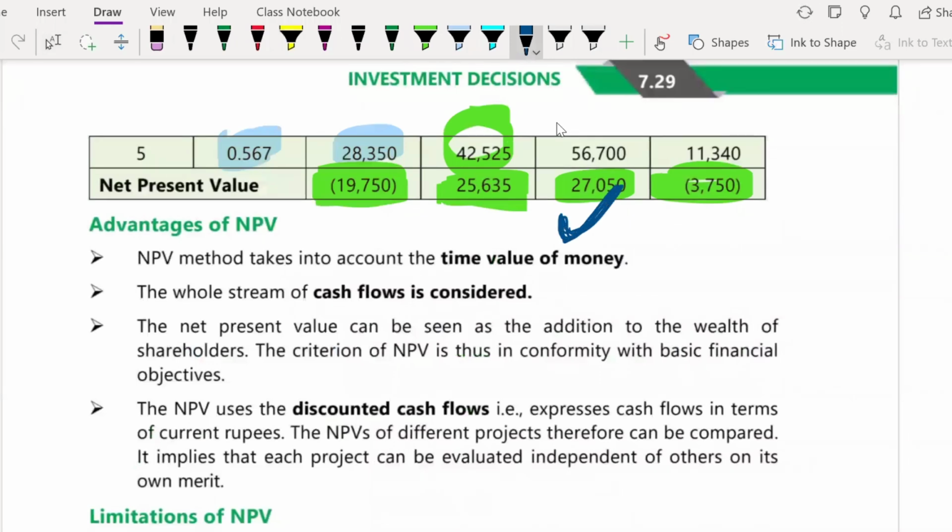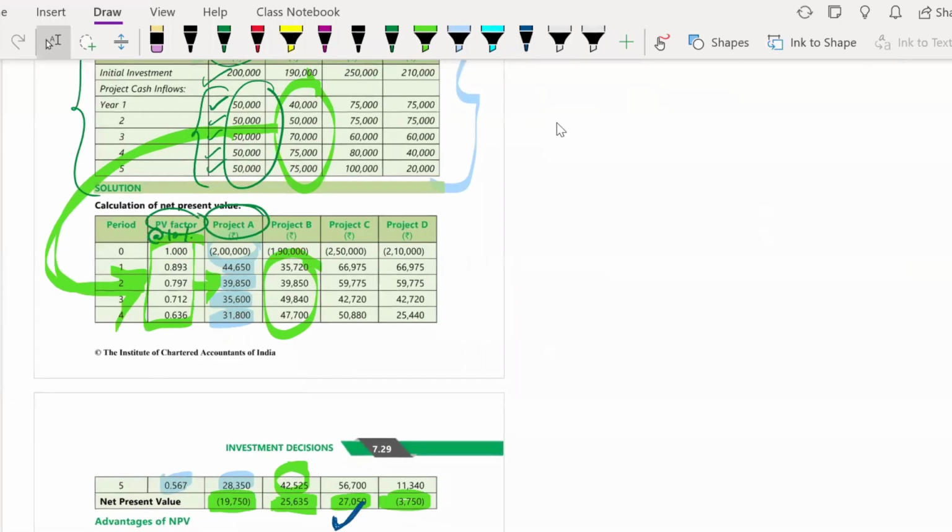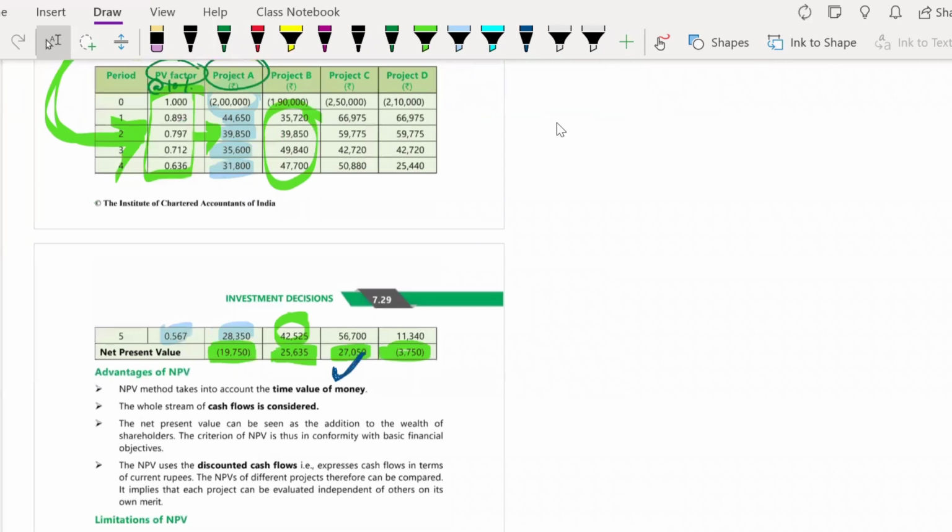Any doubts in this, guys? I think I've gone a little quickly on this, I hope you all understood. We are just taking all the cash inflows and discounting them at 10%, which is your cost of capital. Then you compare your cash outflow with all the discounted cash inflows and find out your NPV. Whichever has the highest NPV, you take that project to be the best and you will invest in that project.